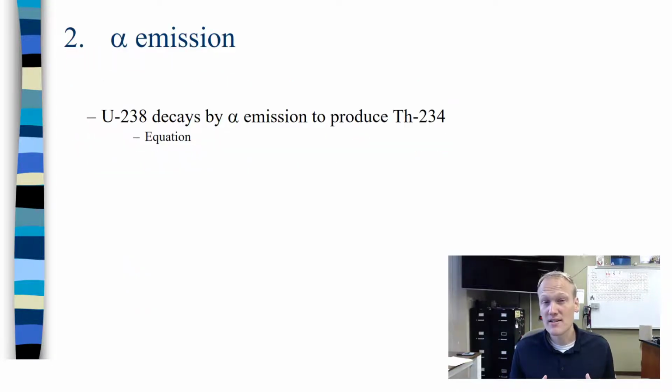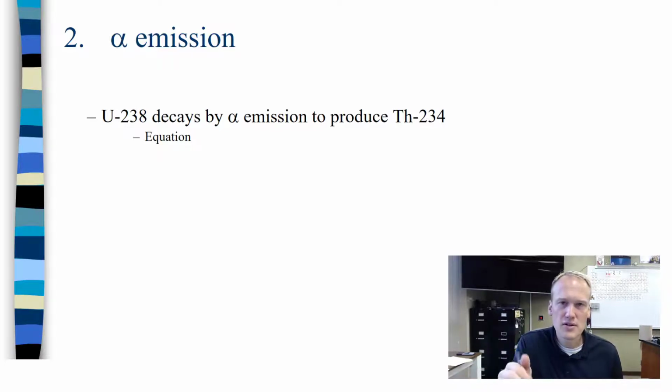A big part of this section is knowing how to do alpha and beta emissions and write them out in an equation. These aren't difficult, the math is simple, but they do look kind of hectic when you look at them for the first time. So let's walk through them slowly. In this first example, we have uranium-238 that decays by alpha emission to produce thorium-234.